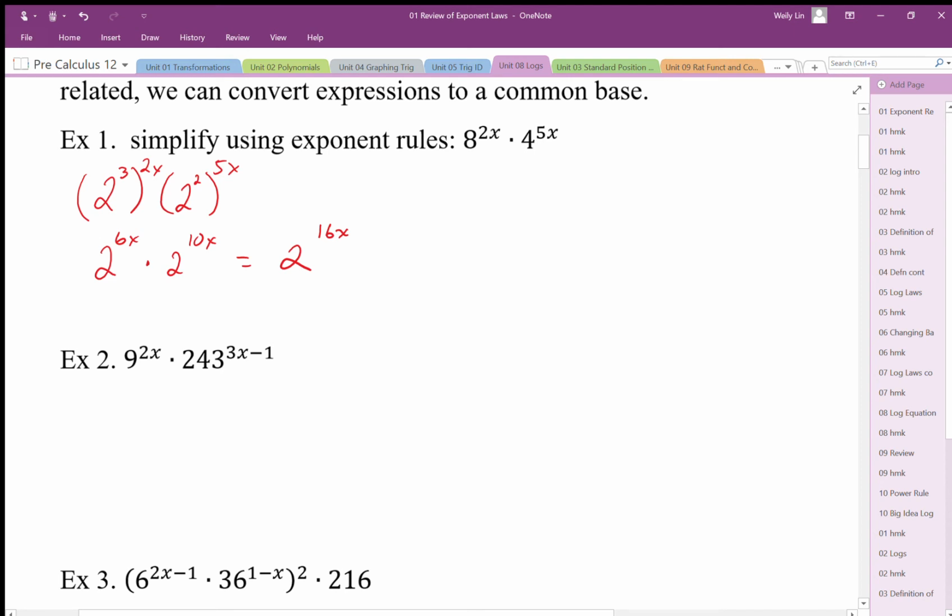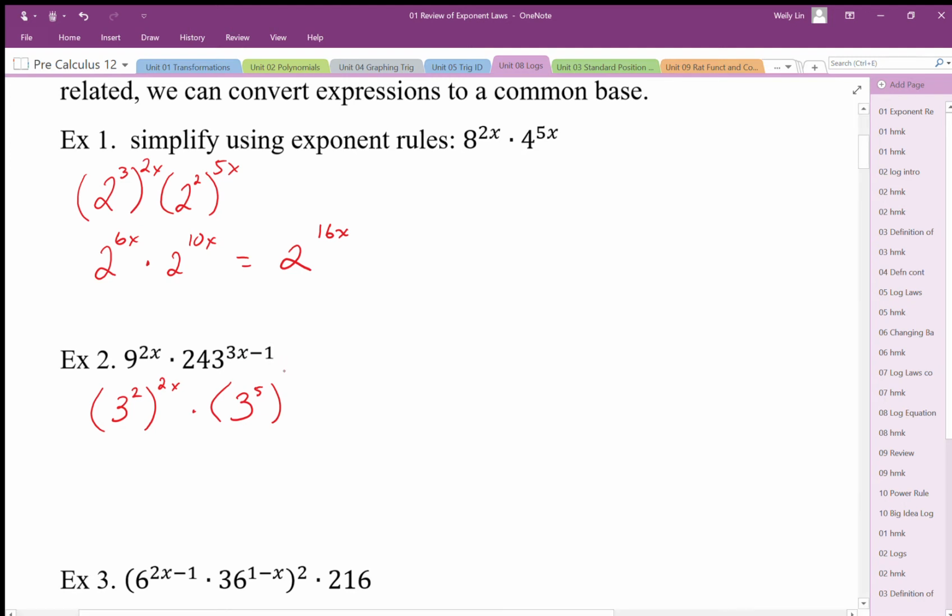So same thing here. These are not common bases. We cannot apply exponent rules. However, these have a base that is related to each other, base 3. So 243 can be expressed as 3 to the power 5. Okay, so if you didn't know that 243 was a base 3 number, we need to make sure that we start getting familiar with these powers of 3, powers of 2, powers of 4, powers of 5.